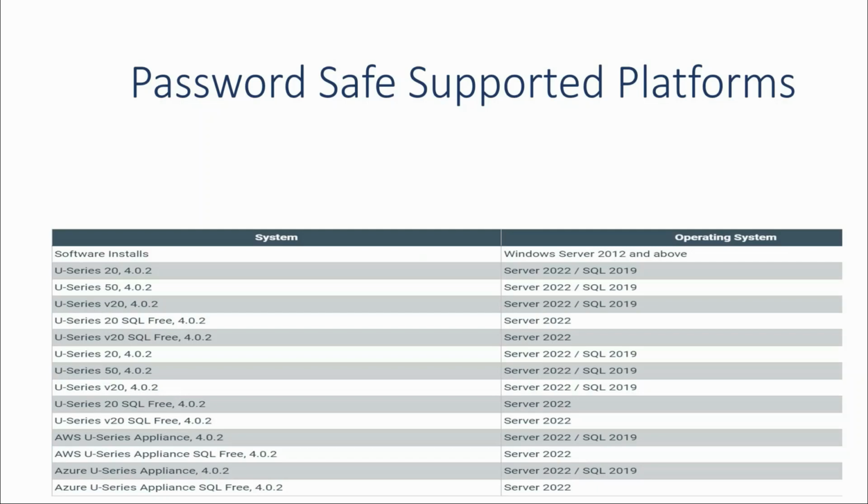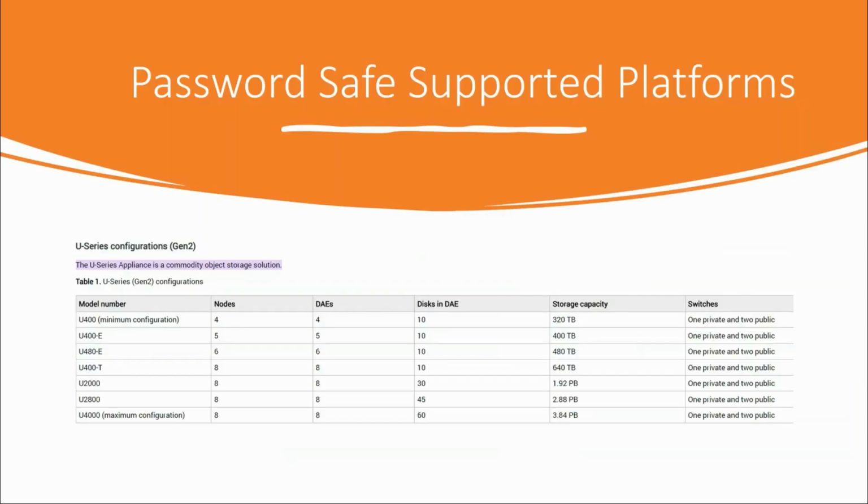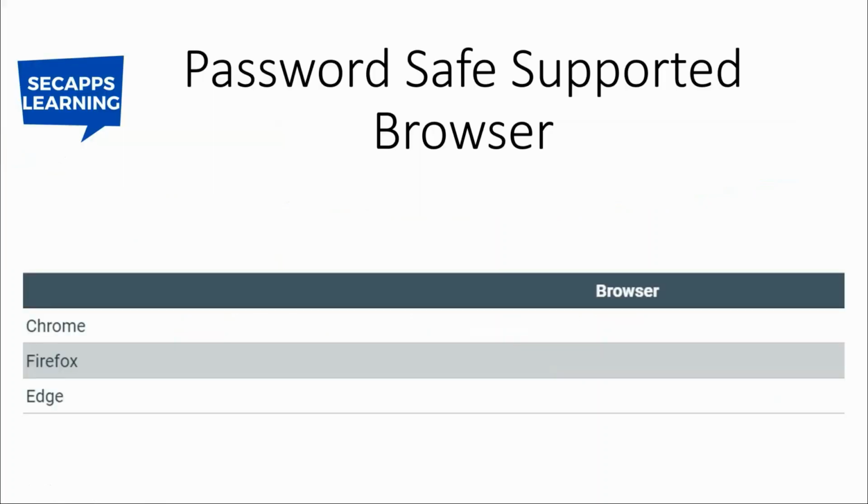Okay, moving to our next. You can see this is the U Series configuration or generation. If you are going with the U400, these are the different disk or storage capacities we have, and one private and two public switches we can have. So these are the different series or appliances we have. We will be discussing these things in the coming sessions.